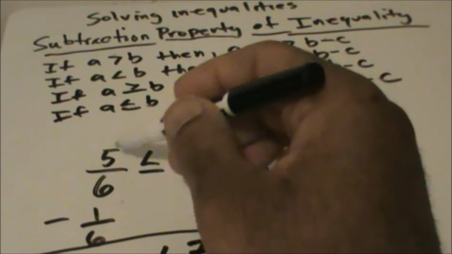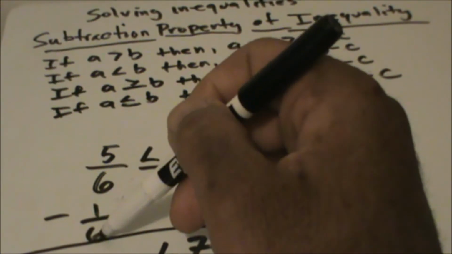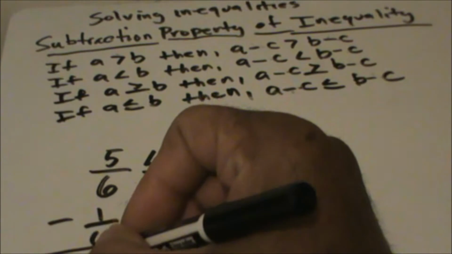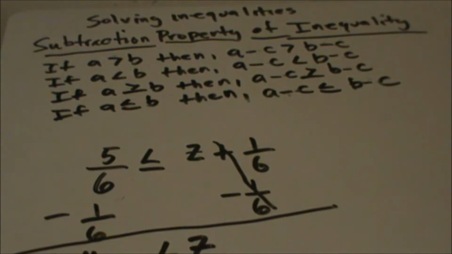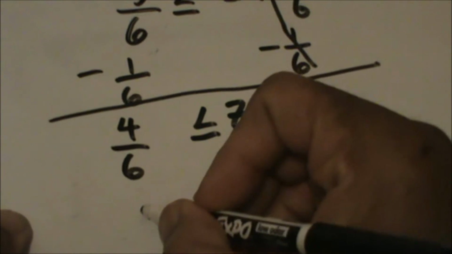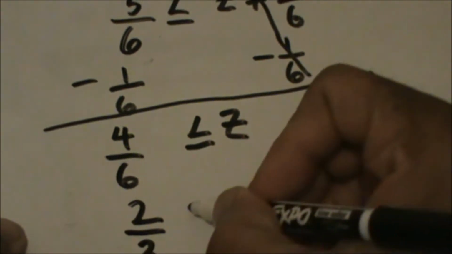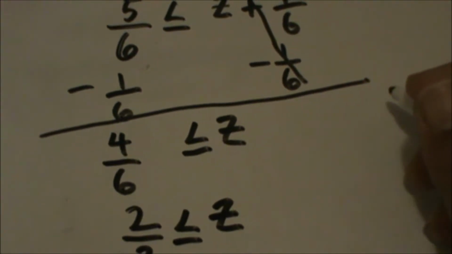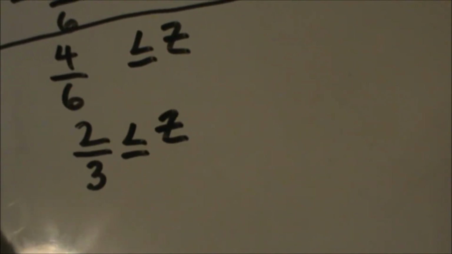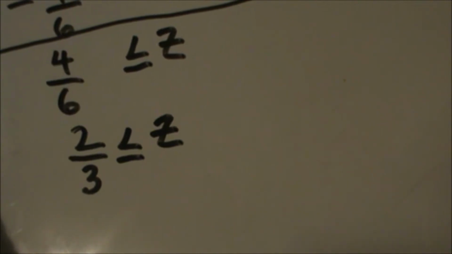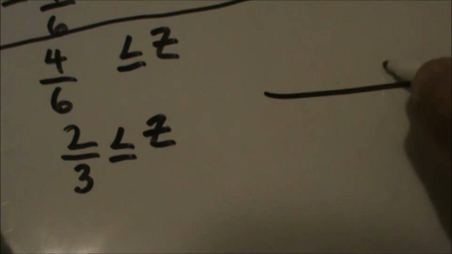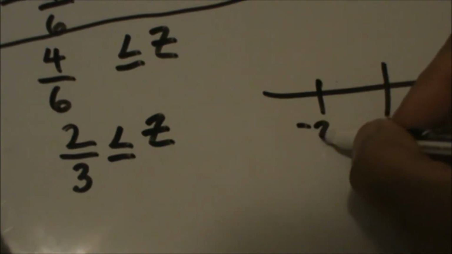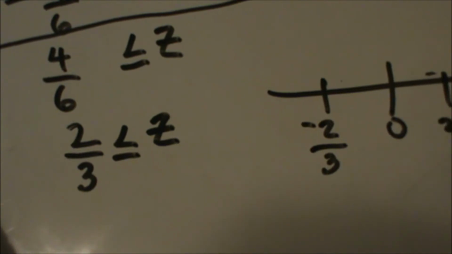5/6 minus 1/6, that's easy because you have the same common denominators, so just subtract the numerators. It'll be 4/6, and 4/6 can be reduced to 2/3 less than or equal to z. Now, this should be easy as far as graphing. 2/3 is less than or equal to z, so think about numbers that are greater than 2/3. All right, so we'll draw the graph, and I'll put a negative 2/3 and a positive 2/3.